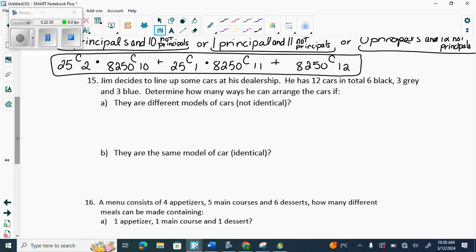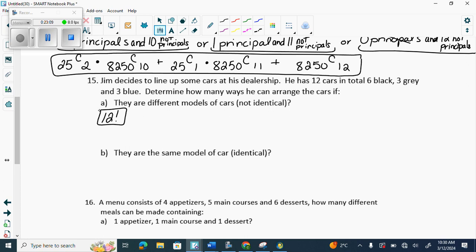So here we have, he has 12 cars in total. 6 black, 3 gray, 3 blue. Determine how many ways he can arrange the cars if there are different models. So, the 3 gray. Can you tell the difference between them? Yes. It's like one's a Mazda, one's a Ford Focus, and the other one is a smart car. They're all in the exact same gray. You can tell them apart. Yes? So we would just do 12 factorial, and you'd be done for this one.